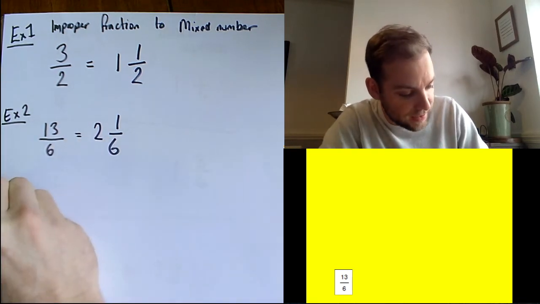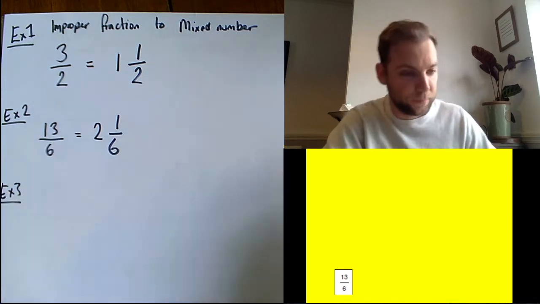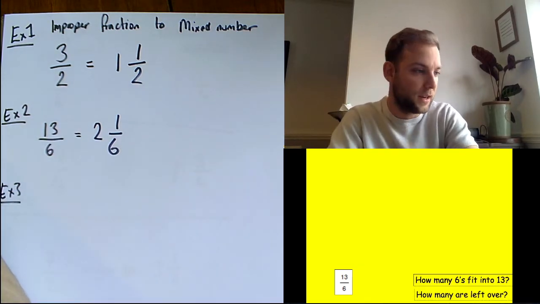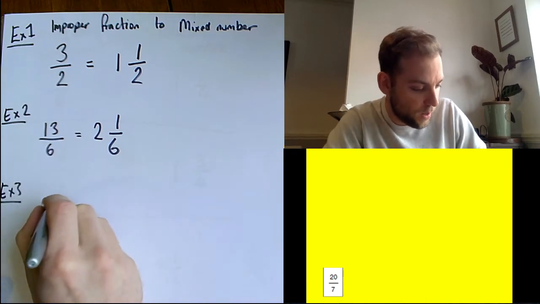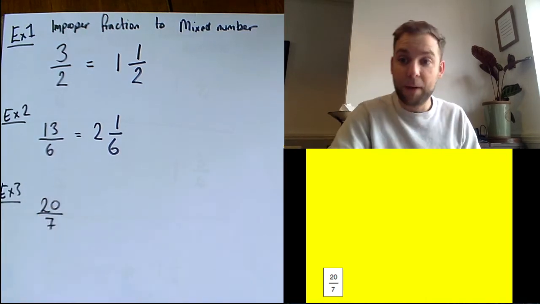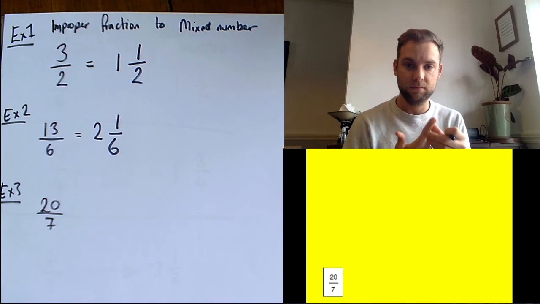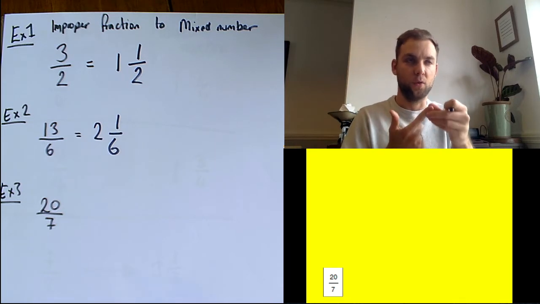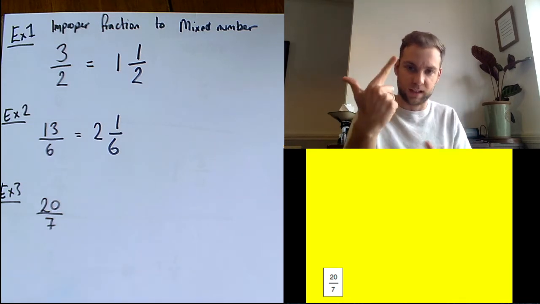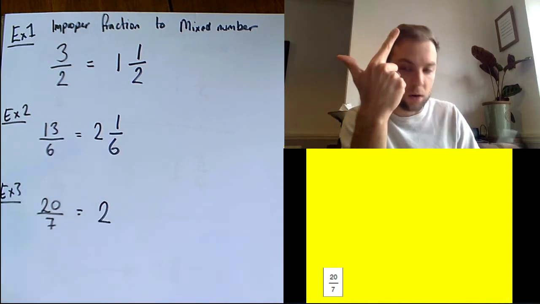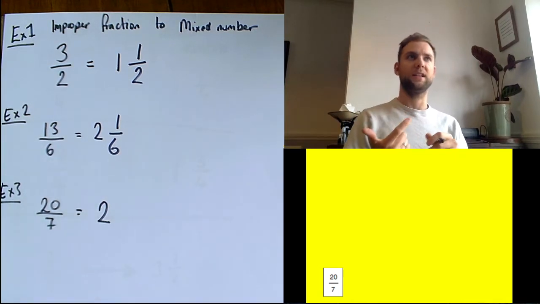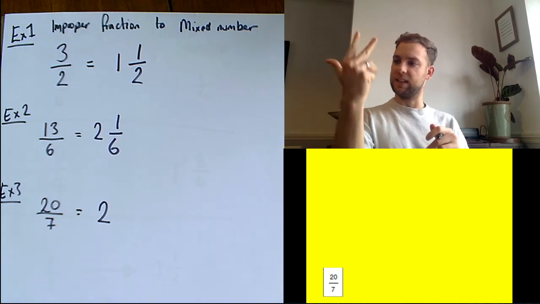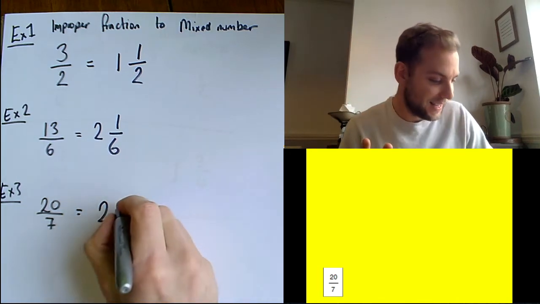So let's have a look at example 3. So this time it's 20 over 7. How many times does 7 go into 20? It goes in 7, 14, 21 is too big. So 7, 14 twice. 2 wholes. And what's left over? Well, 7, 14, 15, 16, 17, 18, 19, 20. There's 6 left over there.